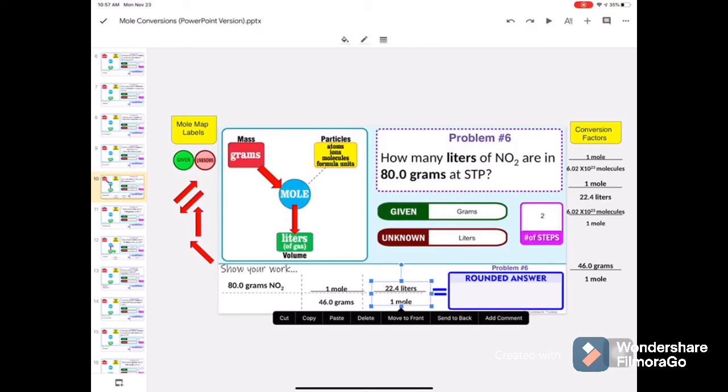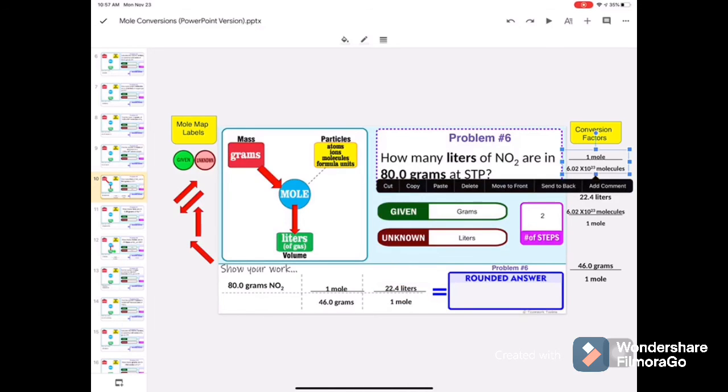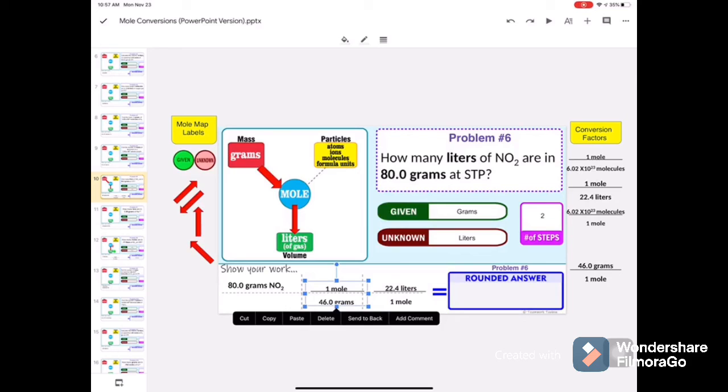Okay? So notice I didn't have to use Avogadro's because I'm not doing a count. I wanted volume. It didn't ask for how many atoms, ions, molecules, formula units. It asked for liters. So I got lucky. No scientific notation. So now it's time to do the math, and that would be 80 times 22.4, divided, I didn't even stop. I could say 80 times 1 times 22.4, divided by, I didn't hit equals, 46.